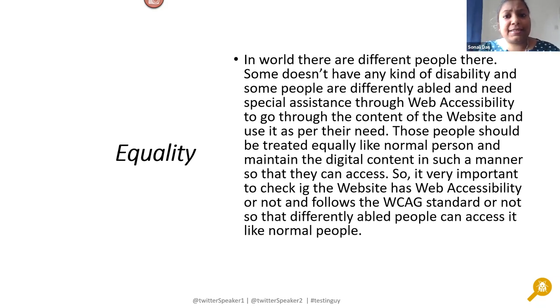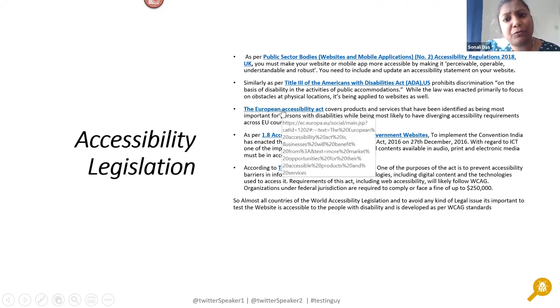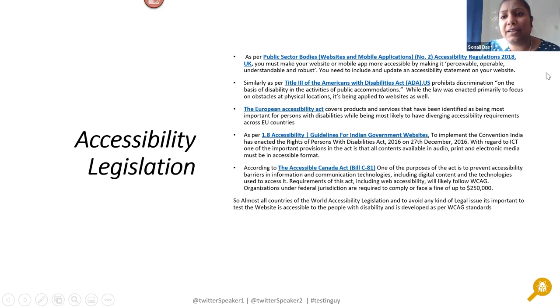And there is also legislation. Every government has published certain norms, and if you don't follow them, there would be implications. As per the Public Sector Bodies Website and Mobile Application Accessibility Regulations 2018 in the UK, all public sector websites have to be accessible, and if you are not doing it, you are bound to pay some fines. Similarly, Title III of the Americans with Disabilities Act, ADA, in the US prohibits discrimination on the basis of disability in the activities of public accommodations. While the law was enacted primarily to focus on the obstacles of physical locations, it is also applicable to websites as well.